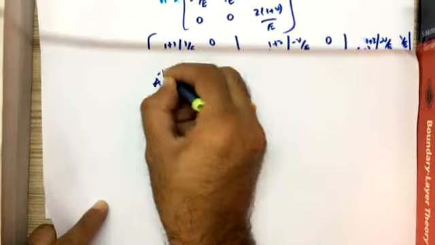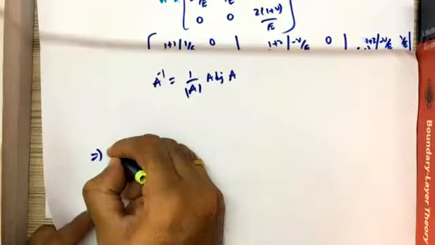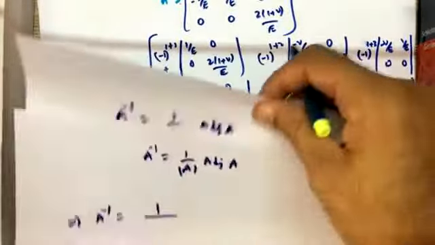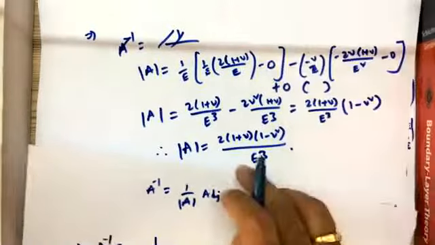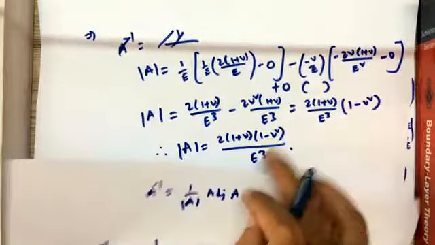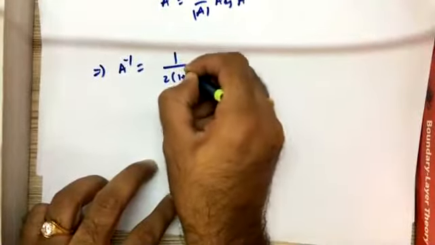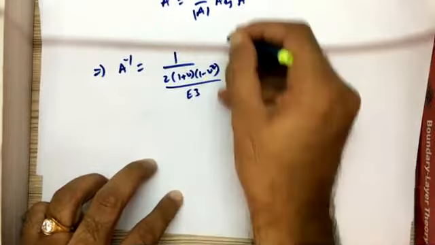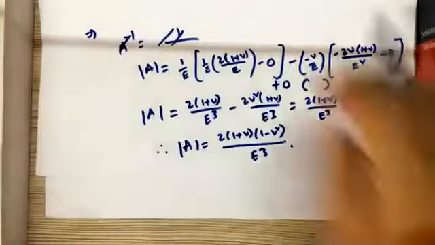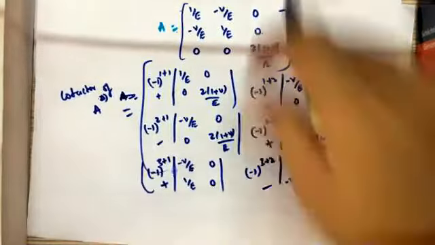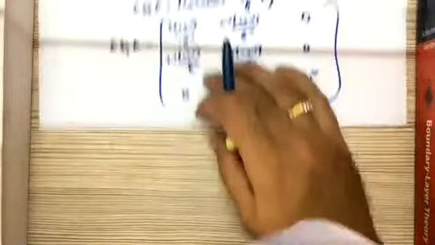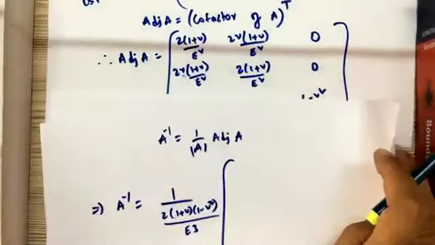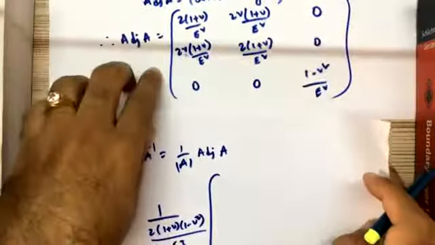Now what is my A inverse? A inverse is 1 by det A into adjoint A. I already got det A. What is det A? 2 into 1 plus nu into 1 minus nu square divided by E cube, into what is my matrix? What is my adjoint A matrix? I got this is my adjoint A, right? I'll write here adjoint A. This is my adjoint A.